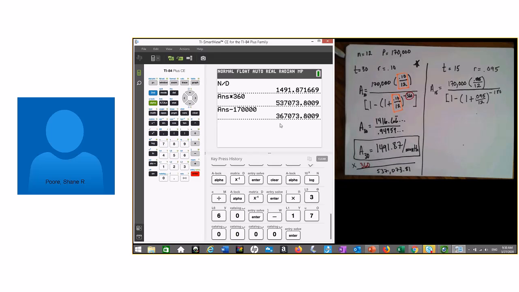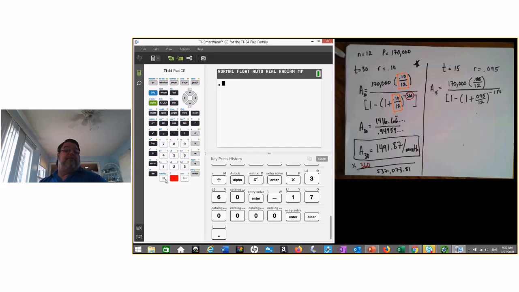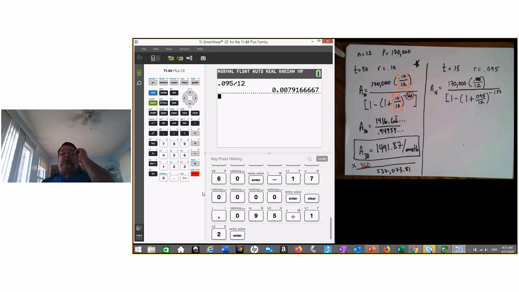Now let's do the other one. So I'm going to change my fraction. That's going to be 0.095 divided by 12. So there's my new fraction. So I'm going to store alpha F.